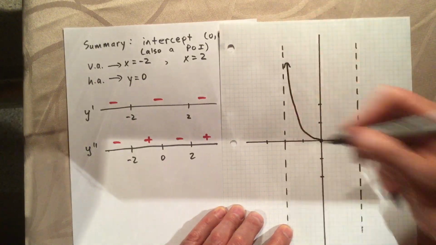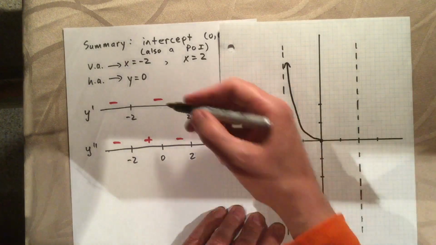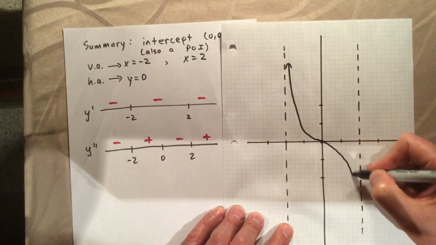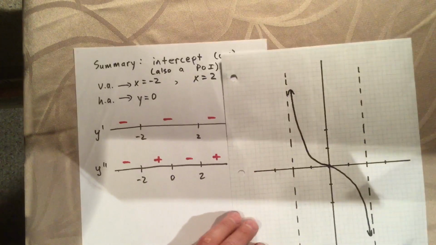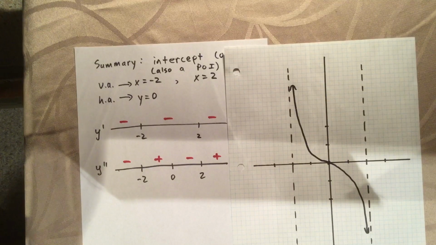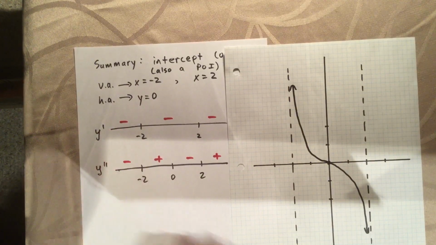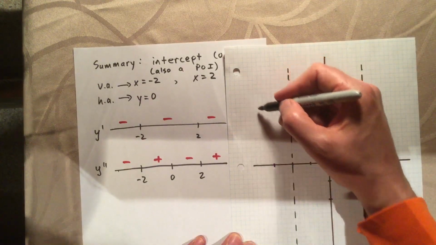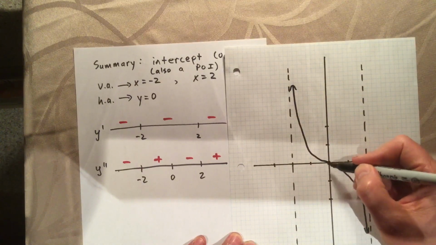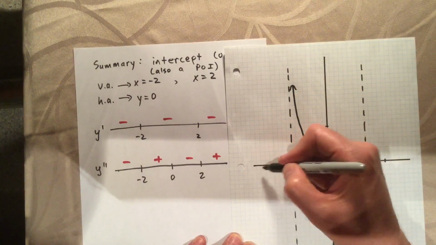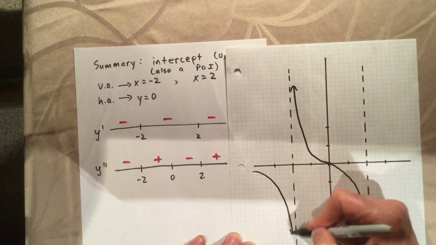And don't forget, this is a vertical asymptote. We're concave down between 0 and 2, and we're decreasing, so the curve must look like this. And this is our vertical asymptote. Now, to the left of -2, we're going to be decreasing and concave down. Well, you might think to yourself, maybe we're up here somewhere, but that wouldn't make sense because our only intercept was at 0, 0. So we know that since this is a horizontal asymptote, we must look something like this.